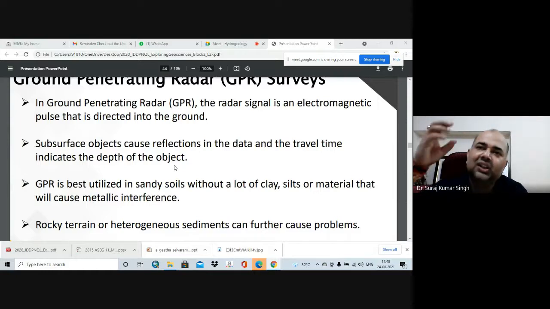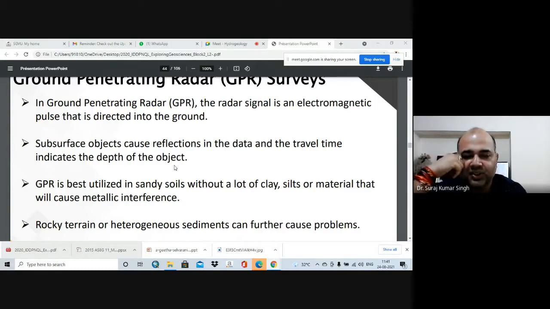So speed equals distance divided by time. When you know the speed and you know the time, you can easily identify the distance. In the same methodology, sonar-like navigation is used as well. When you are going for navigation, we are using these methods to identify the subsurface objects.